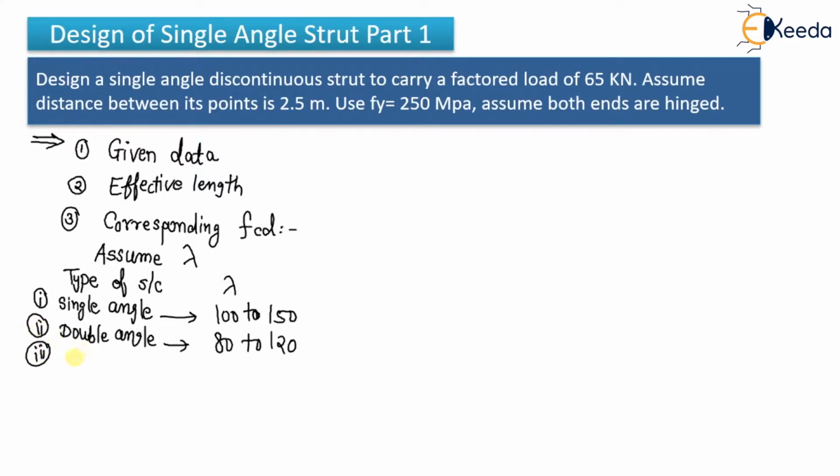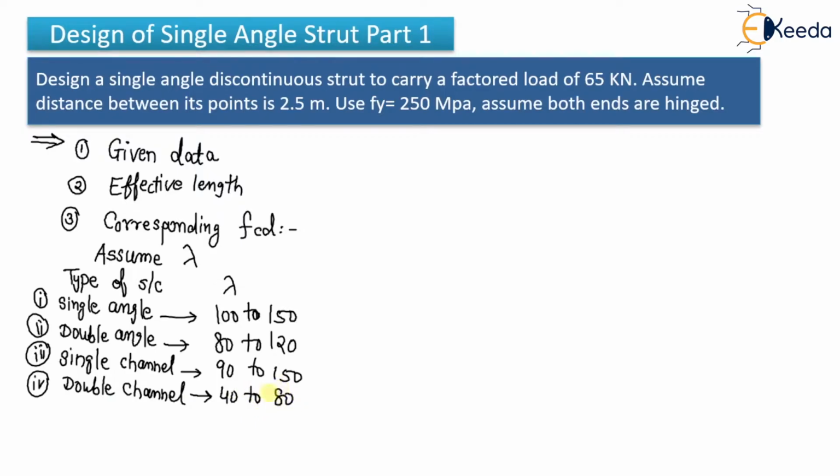Then the third type of section will be single channel. If you are using single channel section, you should assume the value of lambda in between 90 to 150. Then we have the fourth type of section, that is double channel. If you are using double channel section, the value of lambda should be in between 40 to 80.